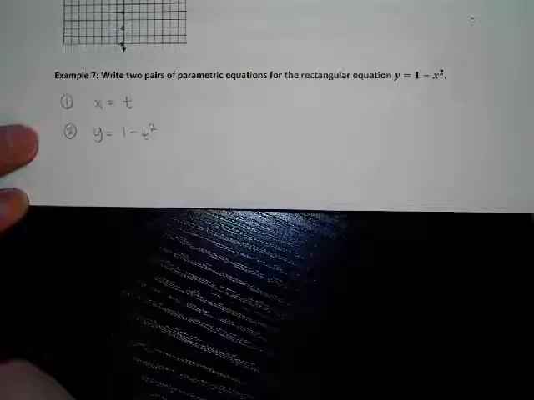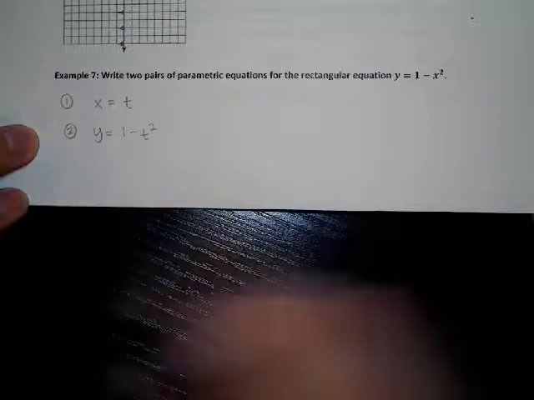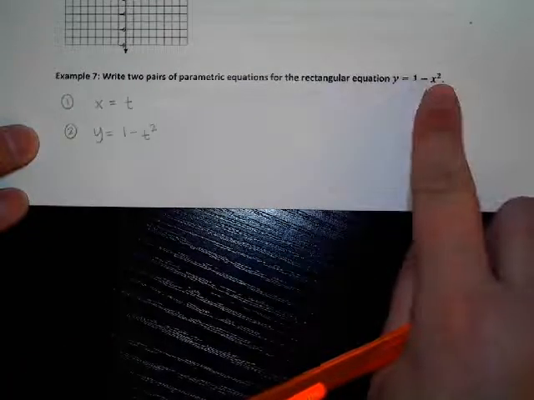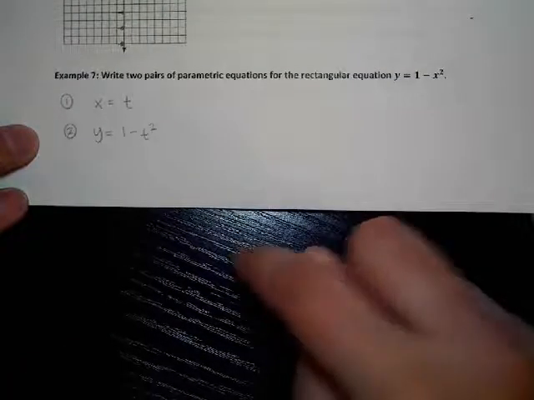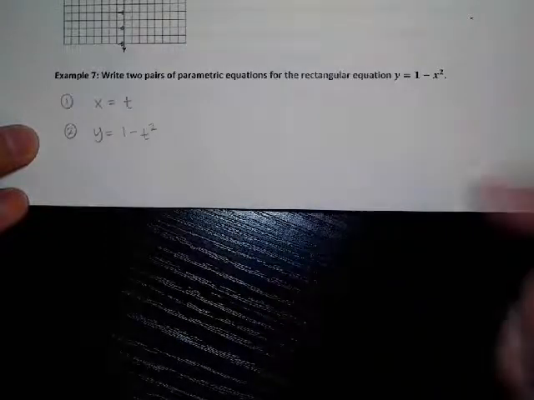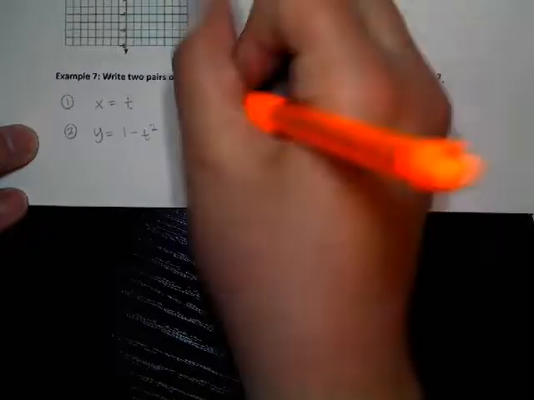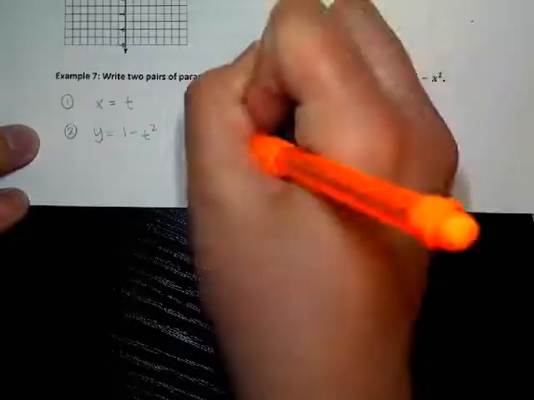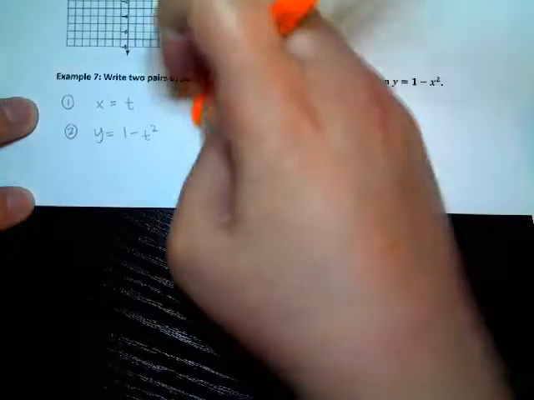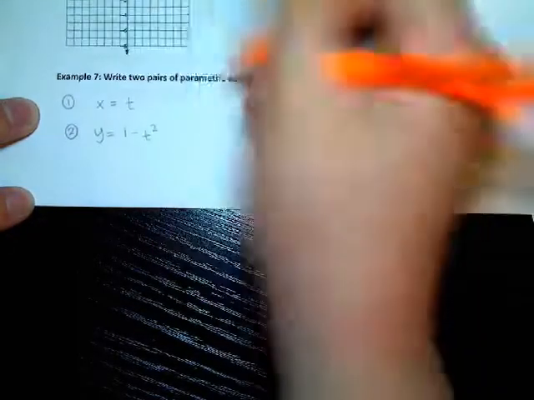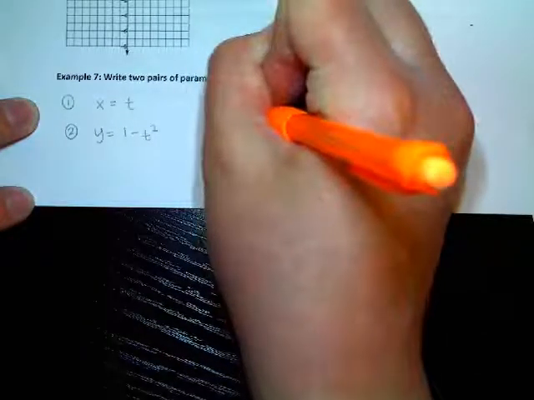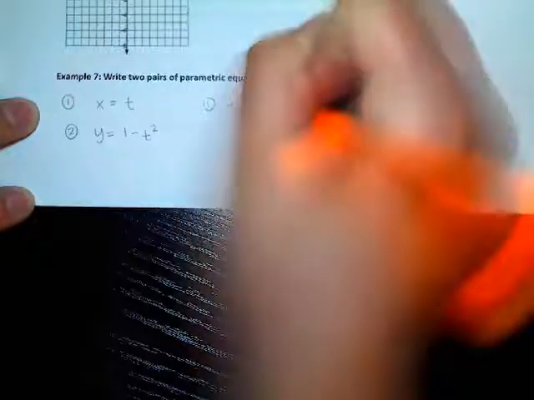So that's a good default example to go to if they say, hey, take this rectangular equation and write it as a parametric equation. That's a good, easy way to take a rectangular and convert it. Another example, not 2, we're going to write 1. Another example is you could say x equals t squared.